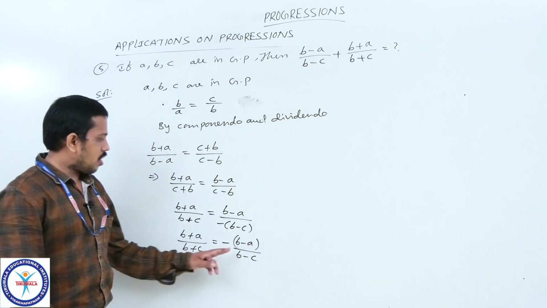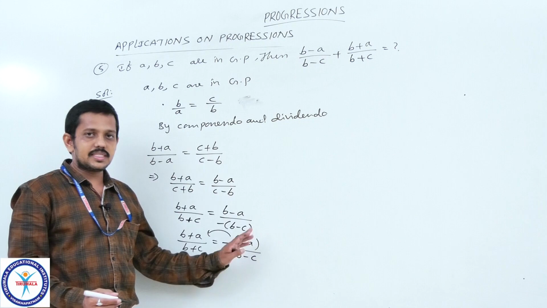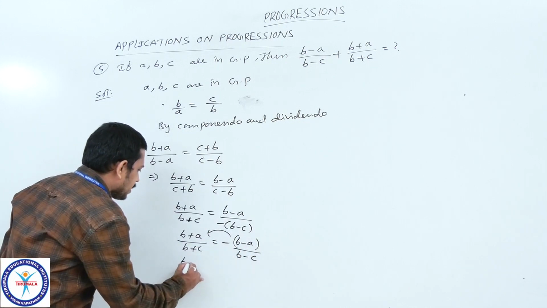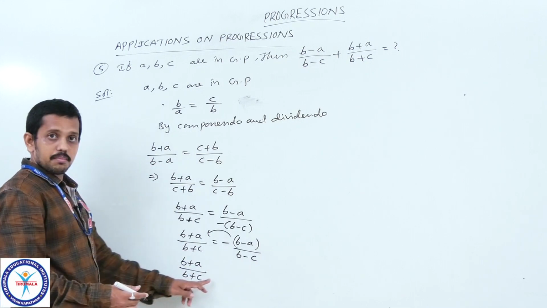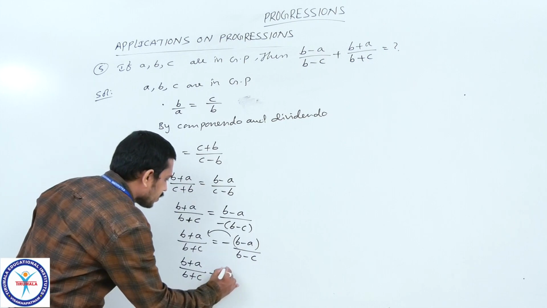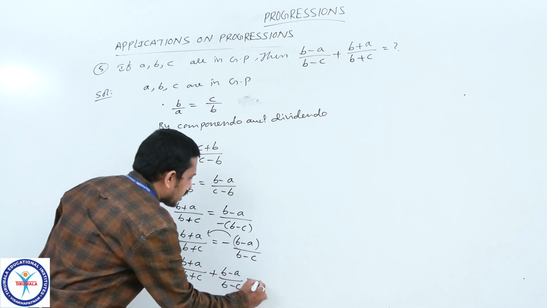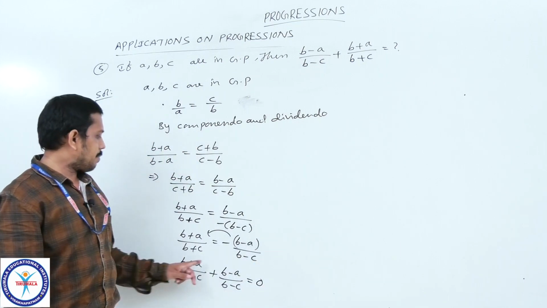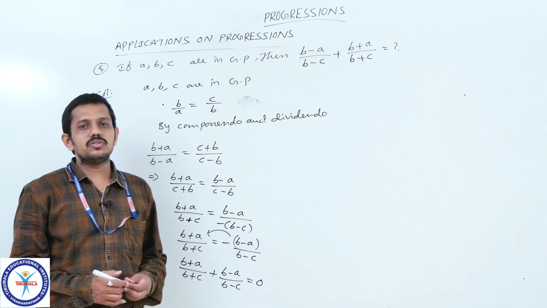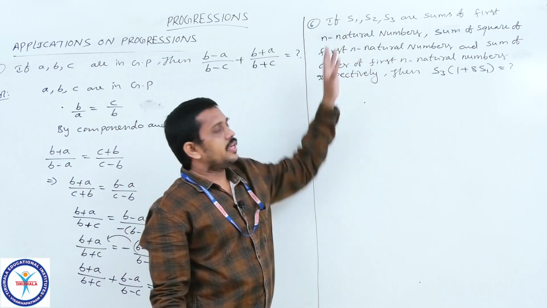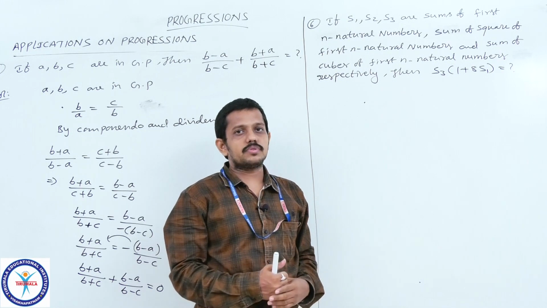So therefore (B plus A)/(B plus C) is equal to minus (B minus A)/(B minus C). Now by taking this ratio, minus (B minus A)/(B minus C), to the left side, it becomes (B plus A)/(B plus C) plus (B minus A)/(B minus C) is equal to, here there is no term, 0. So therefore (B plus A)/(B plus C) plus (B minus A)/(B minus C) is equal to 0.